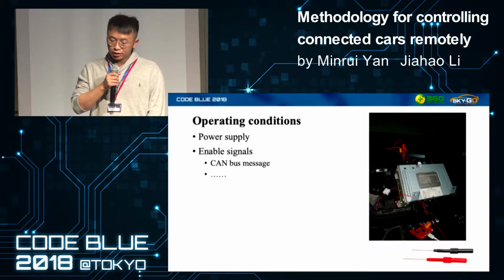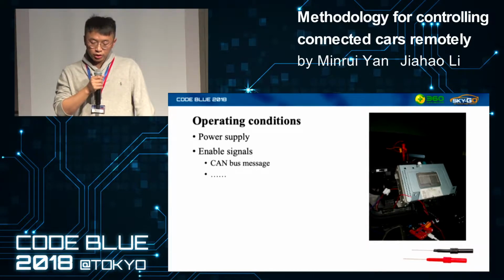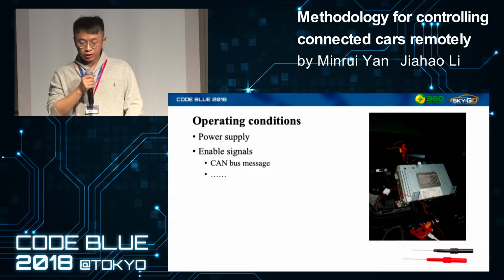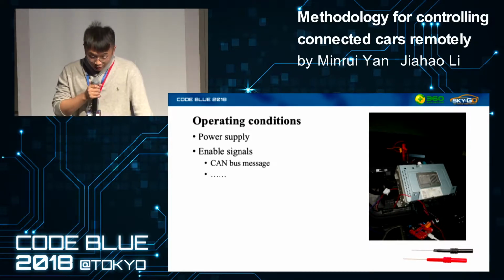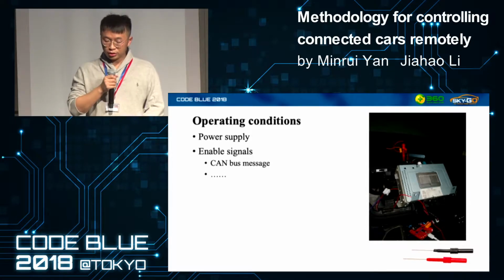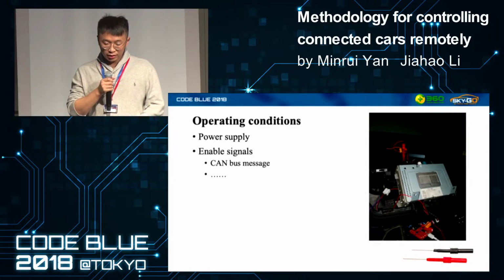The most important thing is the enable signals. The most important enable signal is the CAN bus message. So we need to use a digital multimeter to find out which connector is connected to the CAN bus. Then we can use a CAN bus transceiver to record CAN bus messages.